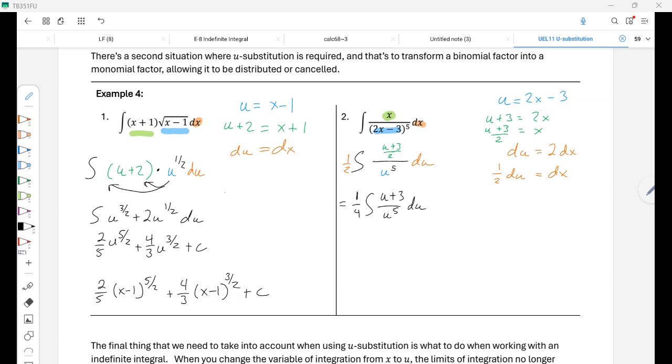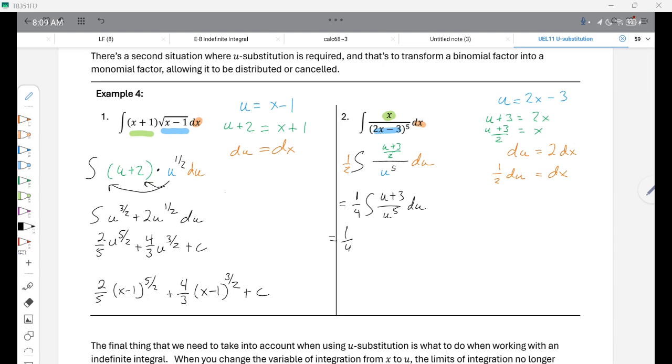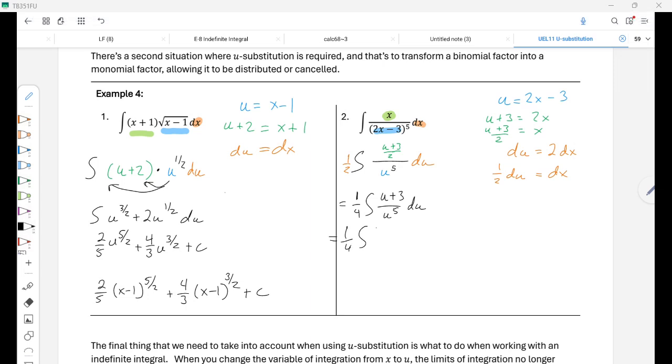Now, because my numerator is a sum and my denominator is just a single term, I can split. So I end up with 1/4 the integral of u over u to the 5th plus 3 over u to the 5th du. Which, of course, just ends up being 1 over u to the 4th. And now we have 2 power rule problems.